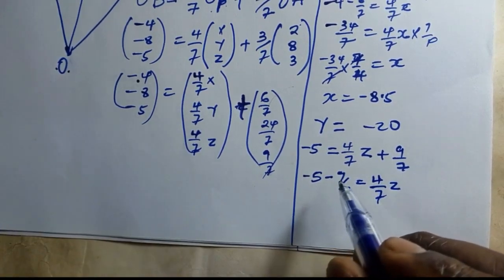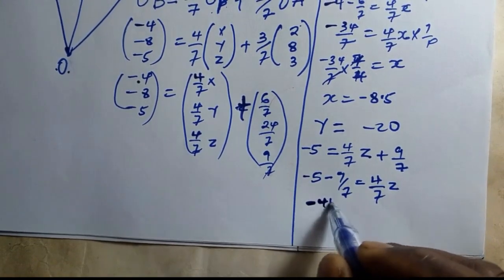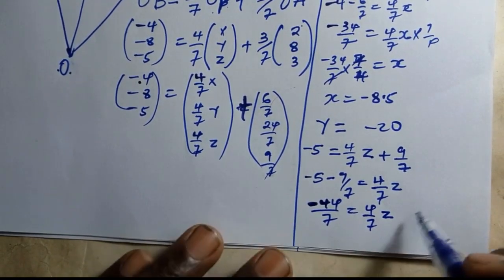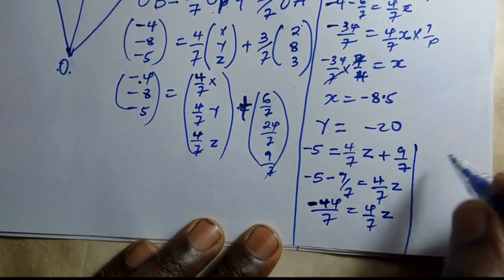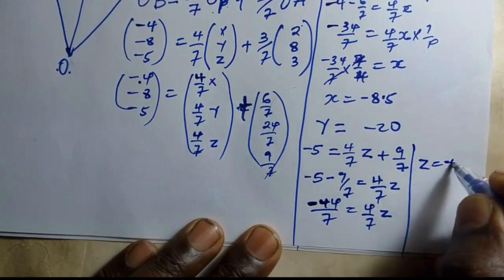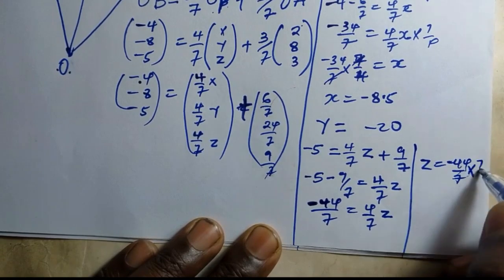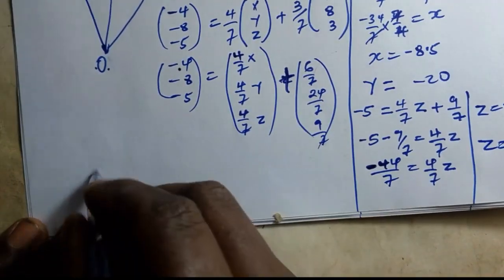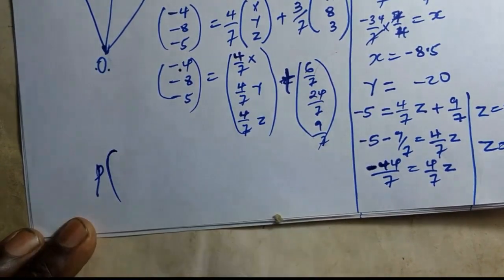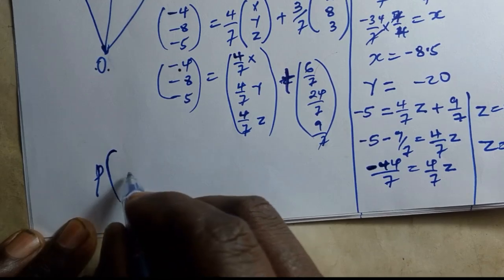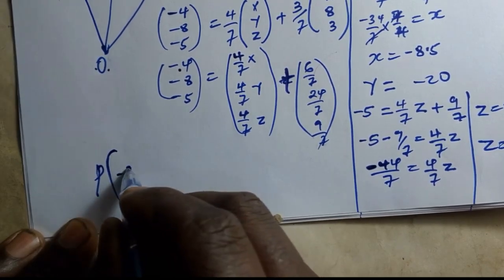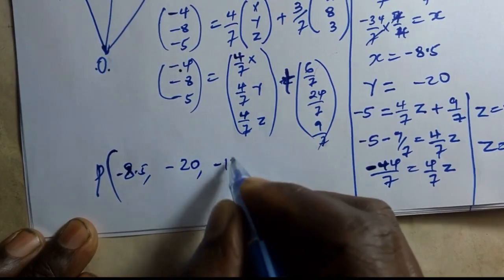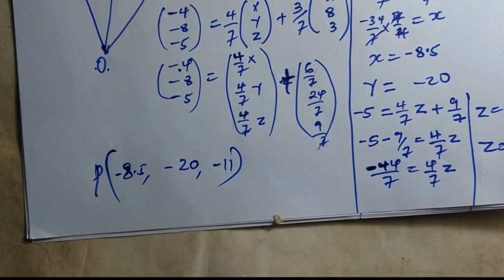When you combine the like terms, you get negative 44 over 7 is equal to 4 over 7z. Multiply by the reciprocal, and we find that z is equal to minus 44 over 7 times 7 over 4. You get z is negative 11. So P is 8.5, minus 8.5, negative 20, negative 11. That is the coordinate of P.